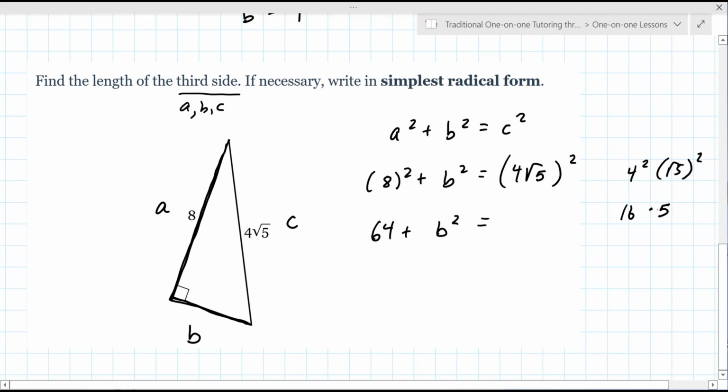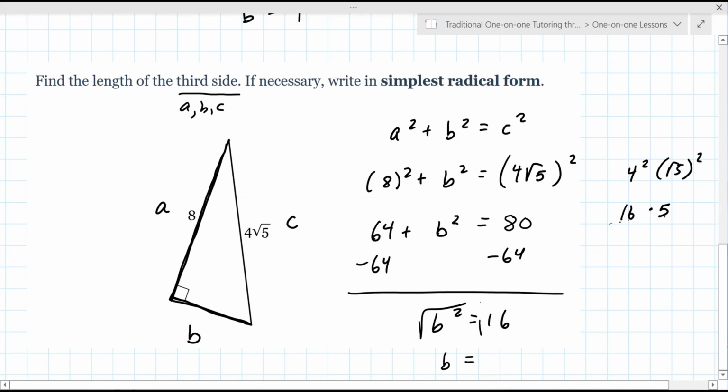And 16 times 5. If you're allowed to use your calculator, please feel free. You can think of 16 as 5 times 10, 50. 5 times 6 is 30. 50 plus 30 is 80. Subtract 64 from both sides. B squared equals 16. Can you tell me the value of B when you take the square root of both sides? You're taking the square root of 16 to get down to your final answer. 4. Good. So it happened to be 4 again.